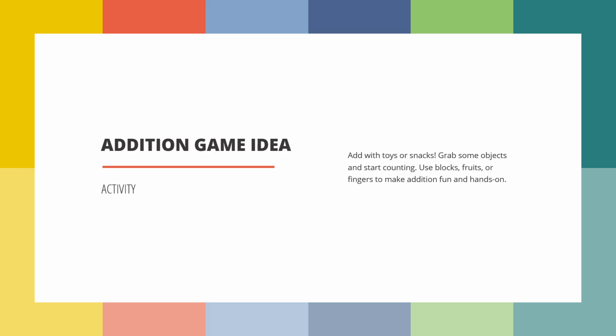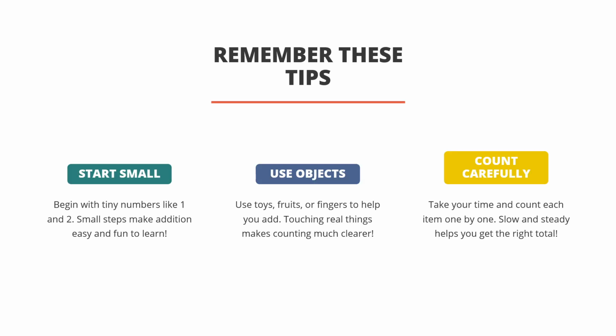Here is a fun game idea. You can practice addition by adding toys or snacks. Take some objects, split them into 2 groups, and then add them together. This makes learning fun. Remember these helpful tips. Start with small numbers. Use objects like toys or fruits to help you count. And always count carefully to get the right answer.